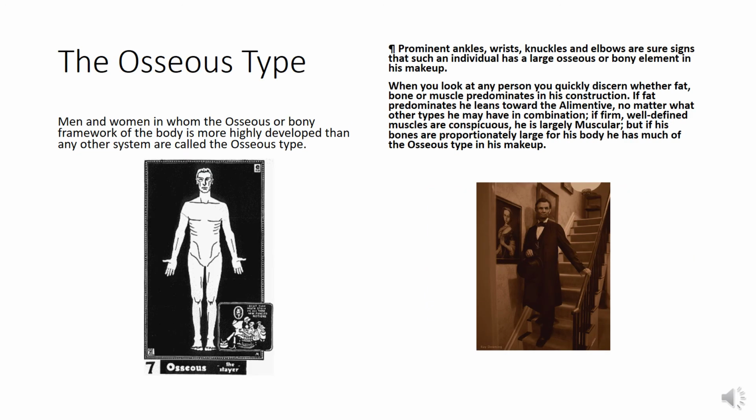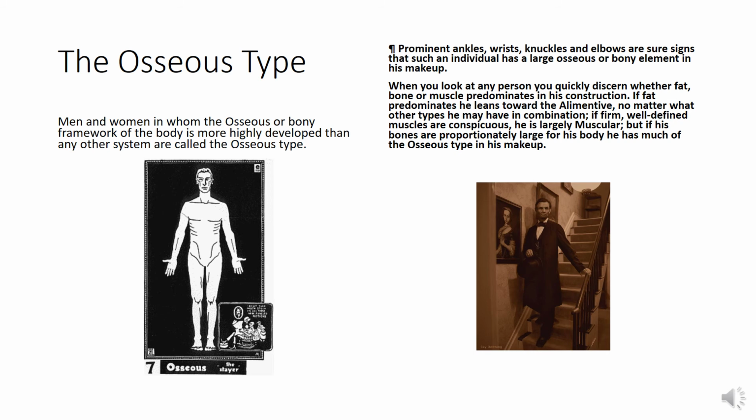Osseous type, or somebody who has more bones than other elements in the body. Men and women in whom the osseous or bony framework of the body is more highly developed than any other system is called the osseous type. So you can see in the photograph, right to left, there is quite a bony skeletal type. And one among the flagship of the osseous is Abraham Lincoln. You can see he relatively fits that picture on the left, even with his clothes on.